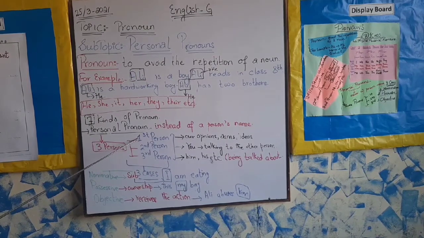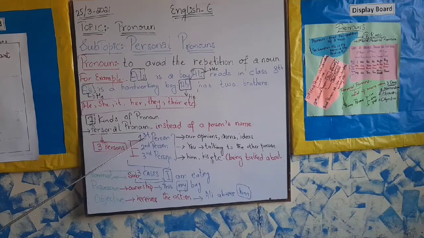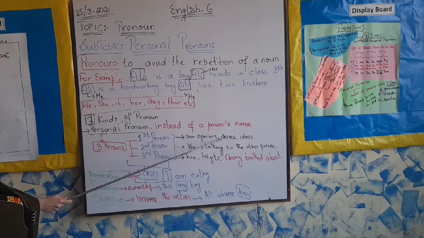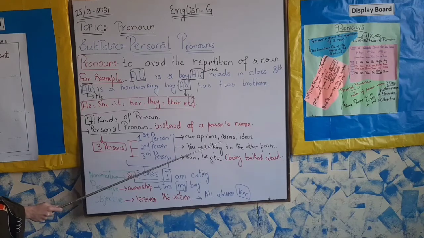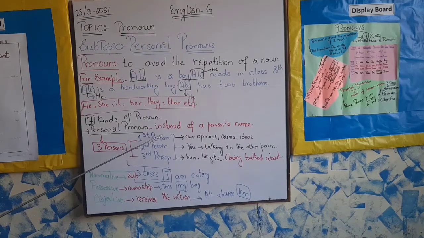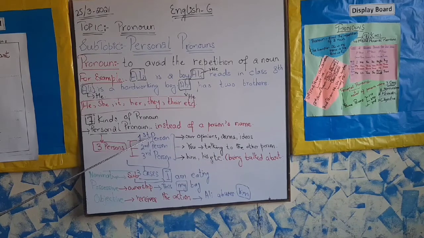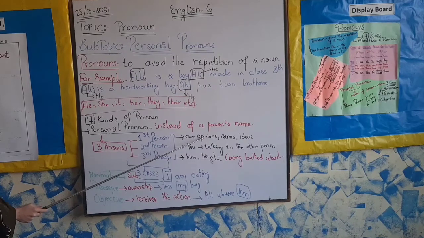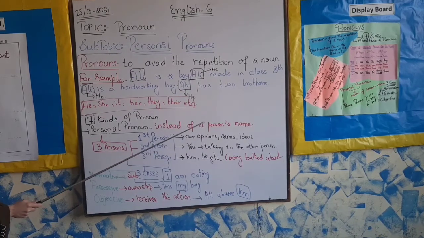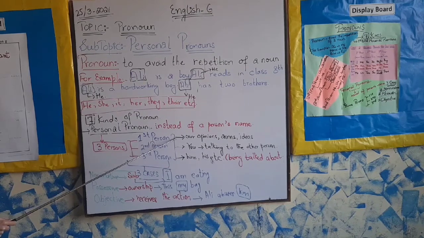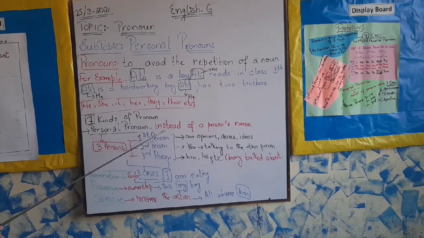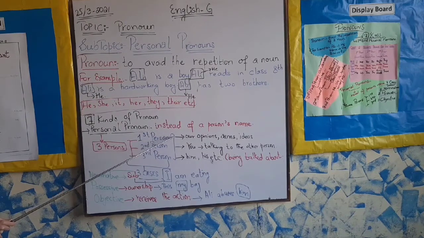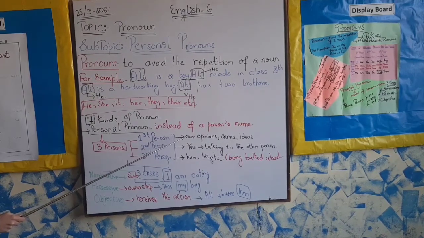Now what is first person? First person refers to our opinions, our ideas, our aims, our belongings. When we are talking about ourselves, our ideas, our aims, our opinions, our belongings, our family, we use the first person. Those pronouns are I, we, us, our. When we are talking about ourselves, we use I, me, my, our, ourself, etc.